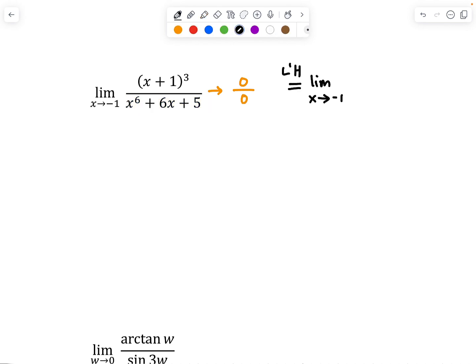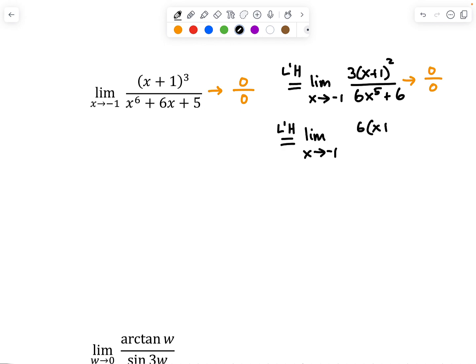As x approaches negative 1, differentiate the numerator, use the generalized power rule, times the derivative of the inside, which is just 1, so I won't write that, over, and the derivative of the denominator will be 6x to the 5th plus 6. When I try to plug in negative 1 now, the numerator will still approach 0, as will the denominator. This means you can continue to use L'Hopital's rule, as long as you keep getting quotient indeterminate forms. Do another derivative, we get 6 times x plus 1 to the first, chain rule times a 1, and the denominator, 30 x to the 4th.